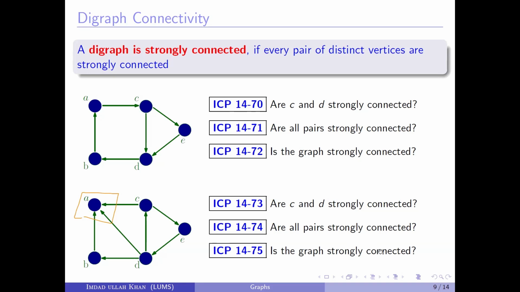AE is a pair which is not strongly connected. There could be many more pairs, like C and B, which are not strongly connected. So if there is even a single pair which is not strongly connected, then the entire graph cannot be termed as strongly connected.